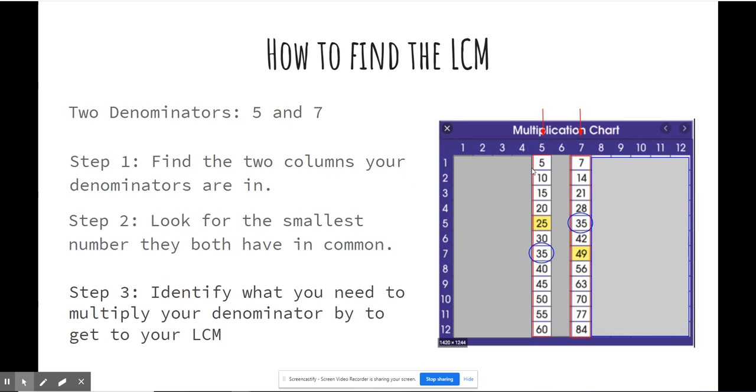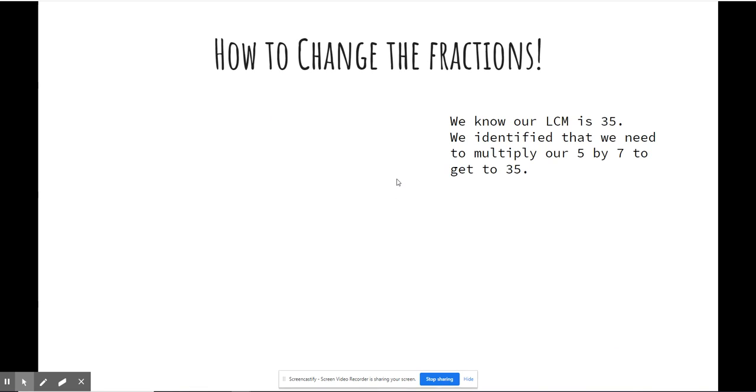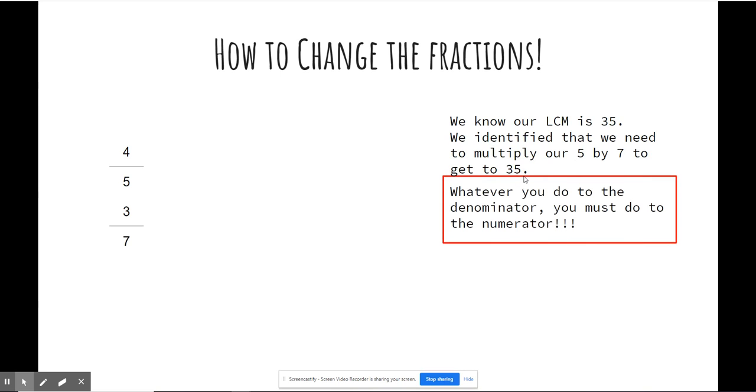But now we have to identify what we have to multiply these numbers by to get there. So 5 times 7 and 7 times 5. So we know our LCM is 35, and we know we're going to have to multiply our denominator that has a 5 by 7 to get 35. Again, whatever we do to the top, we have to do to the bottom. Whatever we do to the numerator, we have to do to the denominator. We're multiplying by 7. So 5 times 7 gives us 35. 4 times 7 gives us 28.